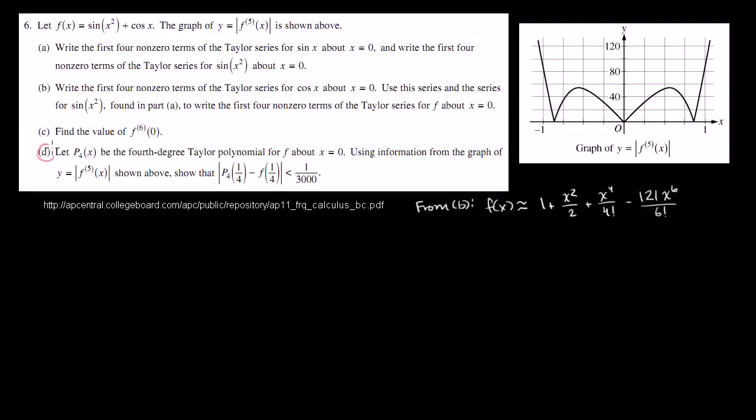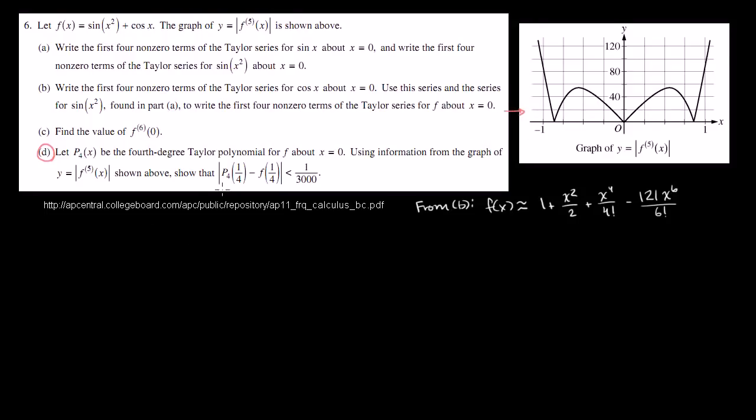Part D. Let p sub 4 of x be the fourth degree Taylor polynomial for f about x equals 0. Using information from the graph of y is equal to the absolute value of the fifth derivative of f of x shown above, and that's the graph right over here. I put it on the side to save space.